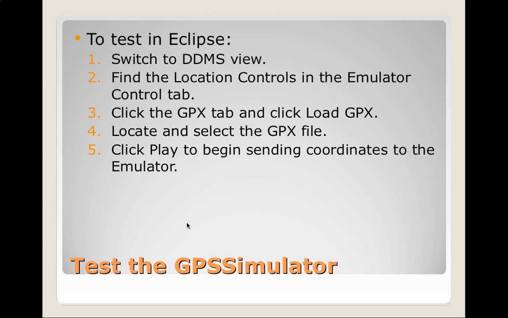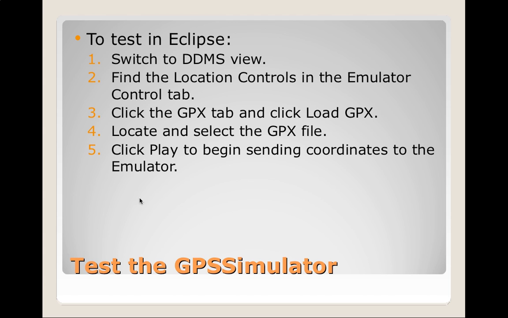Okay, to test it in Eclipse, you have to switch on the DDMS view, and we've seen that actually. So I'm catching up with the PowerPoint to what I showed you already. The perspective, if you remember that button on the right hand side, you switch it over to DDMS so we can send information back and forth. We find the location controls in the Emulator control tab, which is toward the bottom, if you remember that.